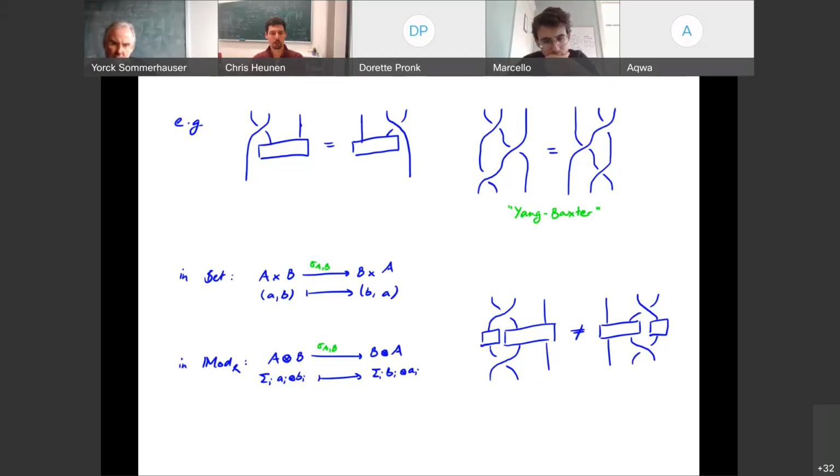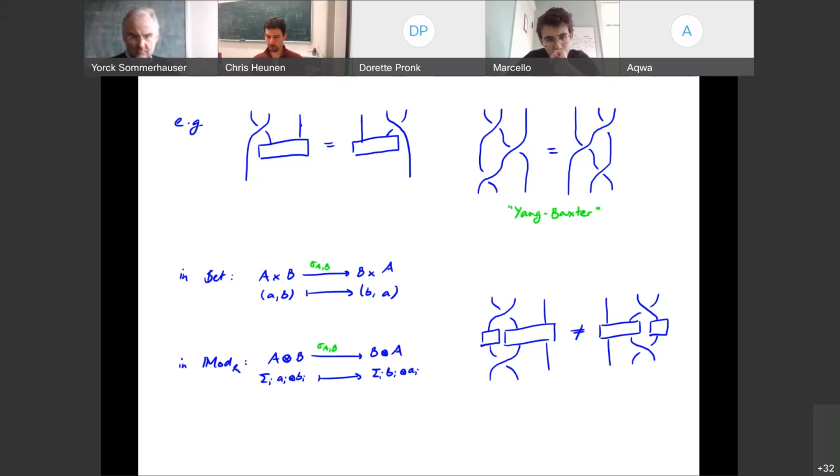So the examples we had so far, most of them are braided monoidal categories. For example, the category of sets. If I have a Cartesian product of sets A times B and a Cartesian product of sets B times A, of course I can make a function from one to the other by taking an element (a, b) and just swapping the elements around. And the same you can do for the category of modules, where if you take an element of A tensor B, which is a linear combination of pure tensors little a tensor little b, you just swap all of these little things around, and that's fine.